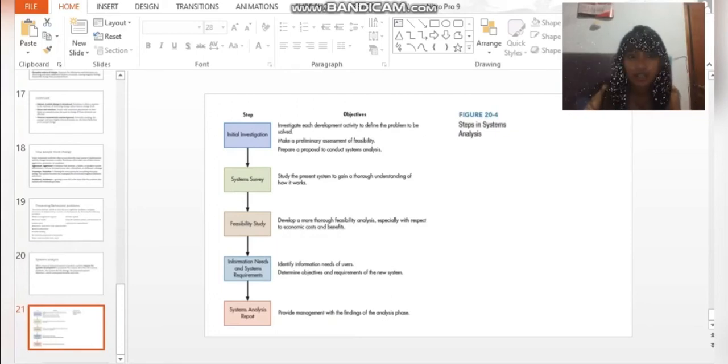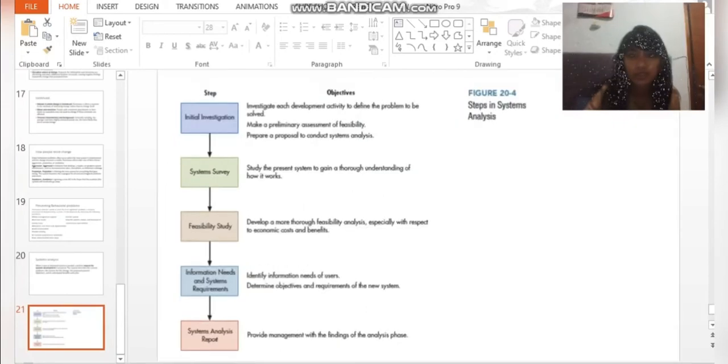Here are 5 steps. First, initial investigation. Objective: investigate each development activity to define the problem to be solved. Then system survey, then feasibility study, then information needs and system requirements, and the last, system analysis report.